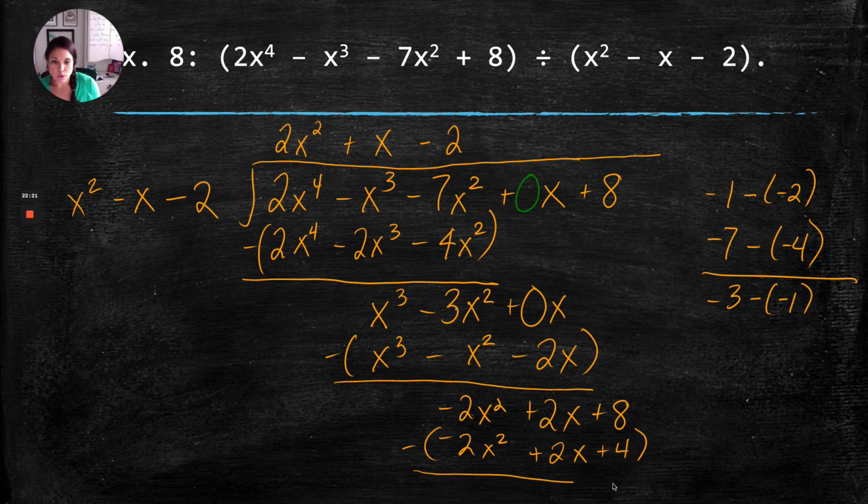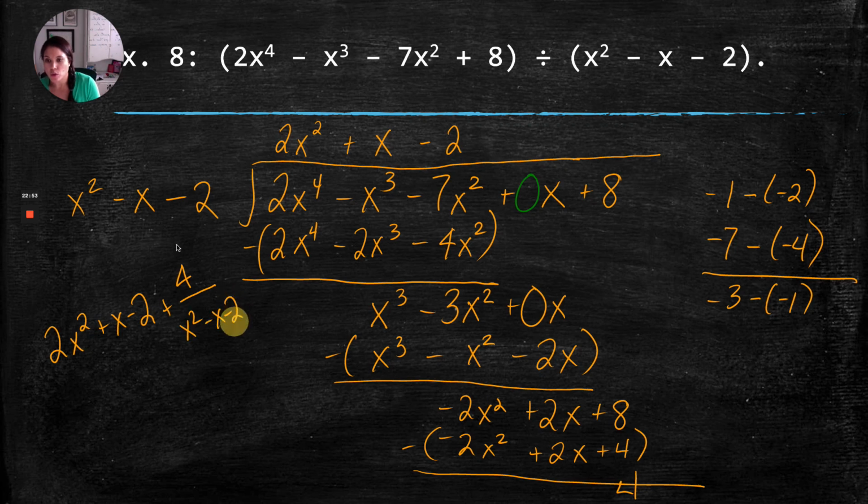All right, let's subtract. These cancel, as well as the 2x minus a positive 2x. And then I have 8 minus 4, which leaves me with a remainder 4. So here is my final answer, 2x squared plus x minus 2. Remember, we don't write remainder. We put the remainder on top of the divisor in a fraction, x squared minus x minus 2. This is my final answer.